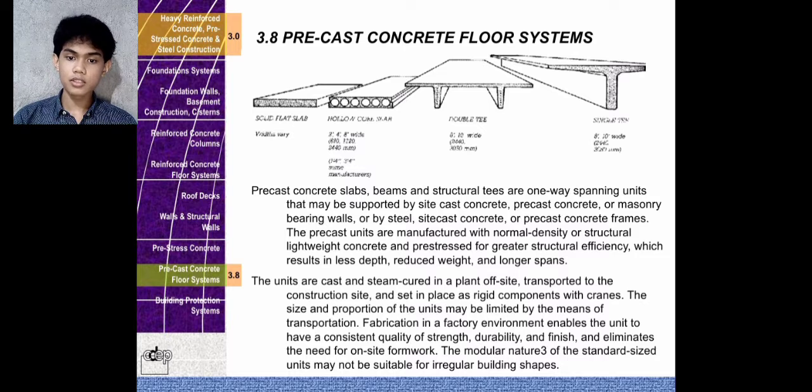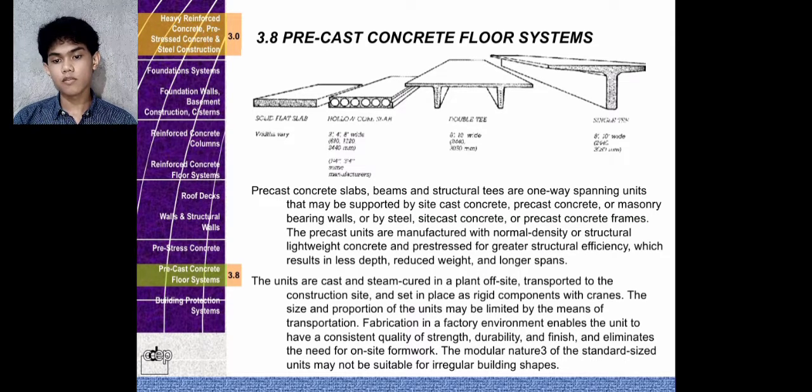The units are cast and steam cured in a plant off-site, transported to the construction site, and set in place as rigid components with cranes. The size and proportion of the units may be limited by the means of transportation. Fabrication in a factory environment enables the units to have consistent quality of strength, durability, and finish, and eliminates the need for on-site formwork. The modular nature of the standard size units may not be suitable for irregular building shapes.